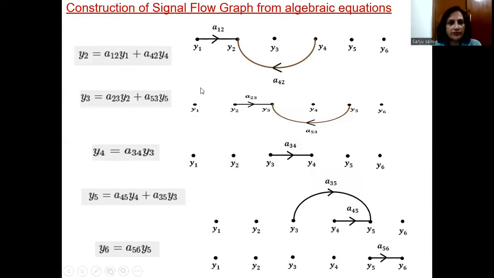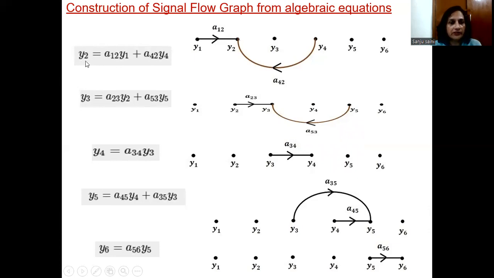So how do we construct a signal flow graph with the help of algebraic equations? For that, just look at this. We have these 5 equations which represent the mathematical model of the system. Here we can identify that there are 6 variables: y1, y2, y3, y4, y5, and y6. So first of all, we'll mark 6 nodes: y1, y2, y3, y4, y5, and y6. Then we'll represent all the equations one by one.